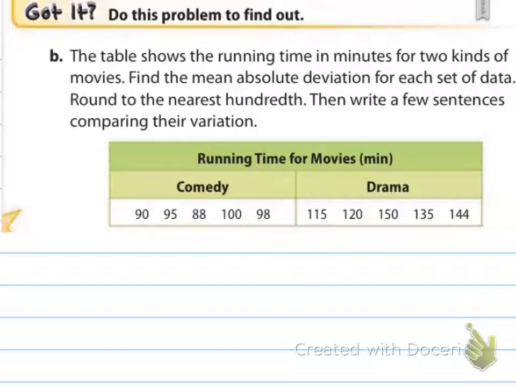So running time for comedy movies versus running time for dramas. I want you to go ahead and find the mean absolute deviations using steps 1, 2, and 3 that we just went over a couple times now. You're going to do that for both comedy and drama. So I definitely want you to pause the video now and do this on your own. If there's not enough room, get a separate piece of paper out. Just make sure you bring it to class. All right, pause the video now.